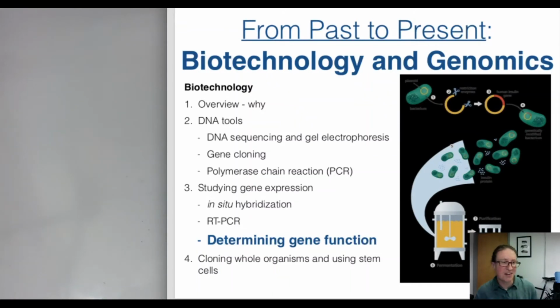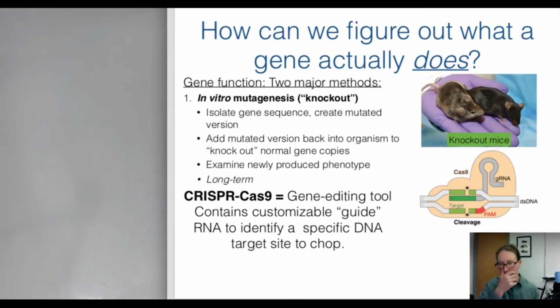So now we've seen how you can figure out a DNA sequence and how you can figure out where and when that gene is getting expressed, or multiple genes are getting expressed, but that still doesn't quite tell you what a given gene does. So that's what this video is about. How can we figure out what a gene actually does? And for determining a gene's function, there are two major methods that now get used to accomplish this goal.